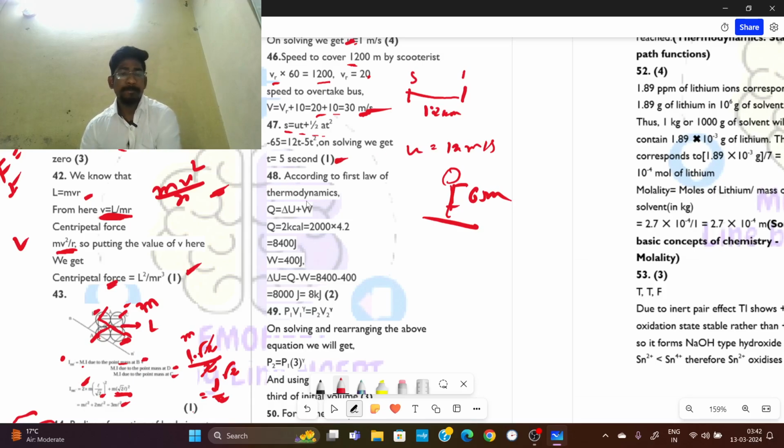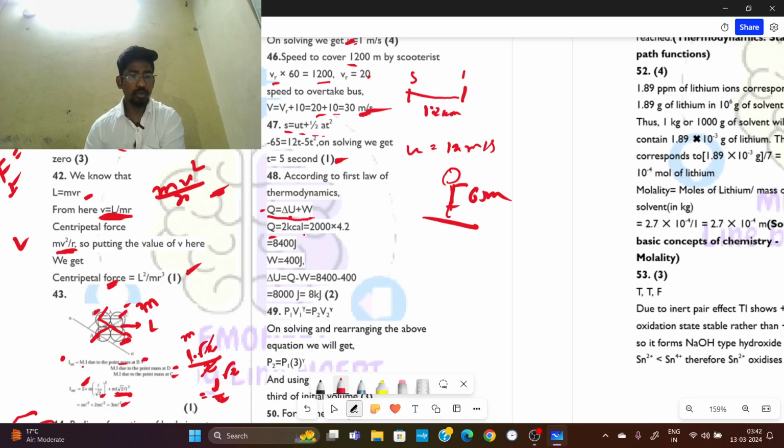Okay. Now moving on to the next, that is the question from thermodynamics. Change in the internal energy of a thermodynamic system which absorbed 2 kilocalorie of heat and did 400 joule of work. Okay, this is a simple question. According to the first law of thermodynamics, the total absorbed heat equals internal energy plus work done.